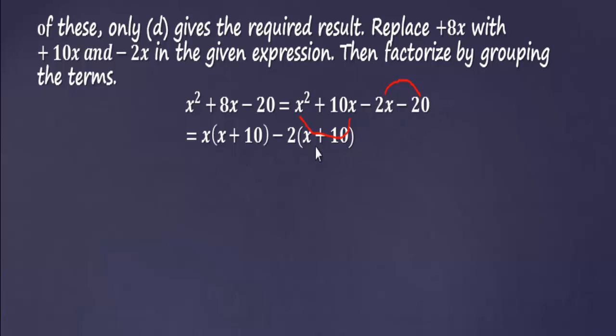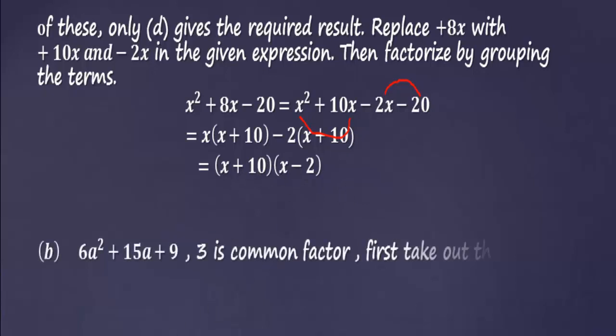That means this one and this one are common. x plus 10 is common to the two. You are now going to carry x plus 10, and then this x and minus 2, you are going to carry them. It's now going to be x plus 10 and then x minus 2. Are you getting it now? Open bracket, x plus 10, close the bracket, open bracket, x minus 2. That's the final answer. Now let's go to question B, which is 6a squared plus 15a plus 9, which is this.